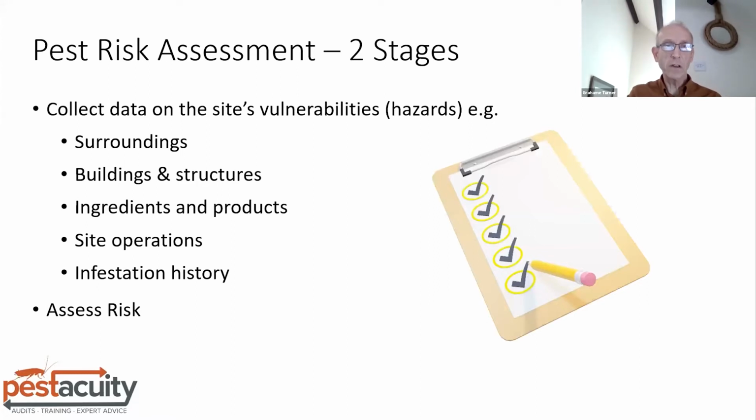There are 2 stages to them. First of all, collect the data on the site's vulnerabilities. And for that, you can read hazards as in a risk assessment. You need to look at surroundings, buildings and structures, the ingredients and products used on the site and produced, the site operations, and the infestation history. So collect data on all the vulnerabilities and then assess the risk. So let's go into that in a little bit more detail.